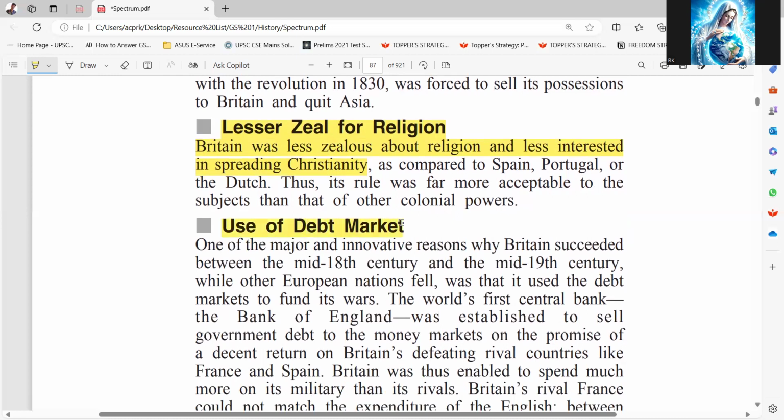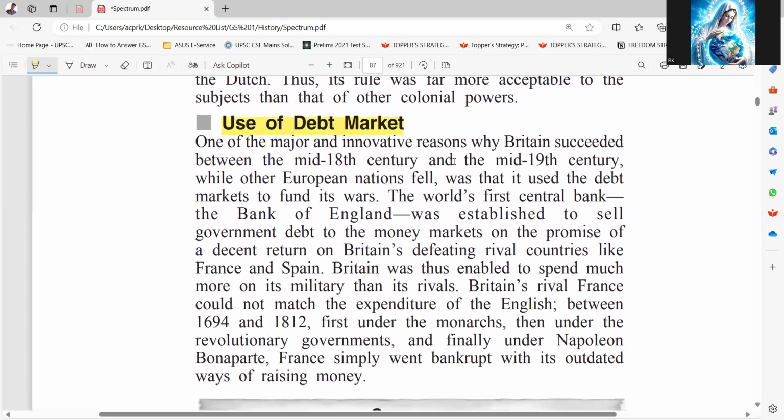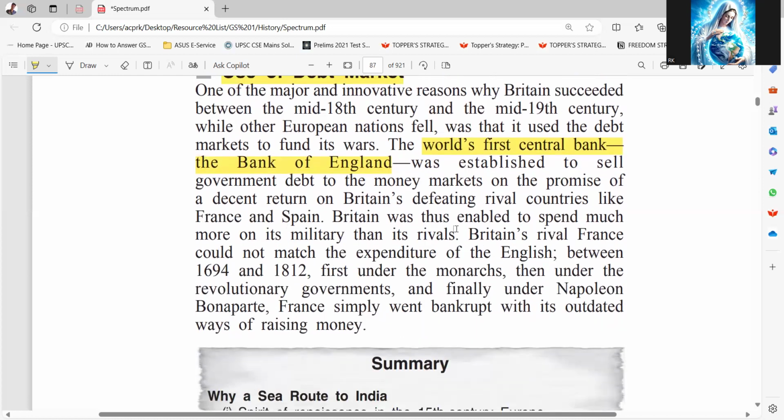Next reason is use of the debt market. One of the major and innovative reasons why Britain succeeded between the mid 18th century and the mid 19th century, while the other European nations fell, was that it used the debt markets to fund its wars. The world's first central bank, the Bank of England, was established to sell government debt to the money markets on the promise of a decent return on Britain defeating rival countries like France and Spain. Britain was thus enabled to spend much more on its military than its rivals. Britain's rival France could not match the expenditure of the English.